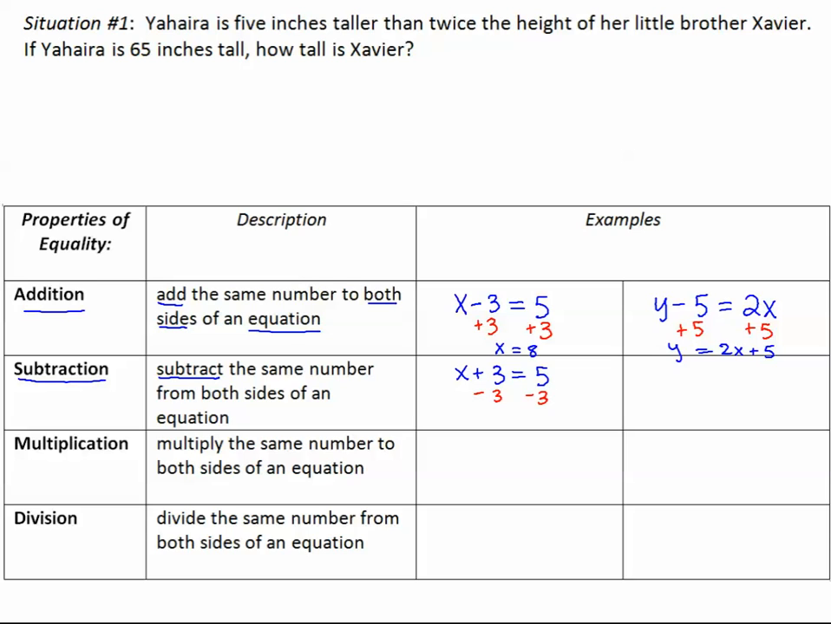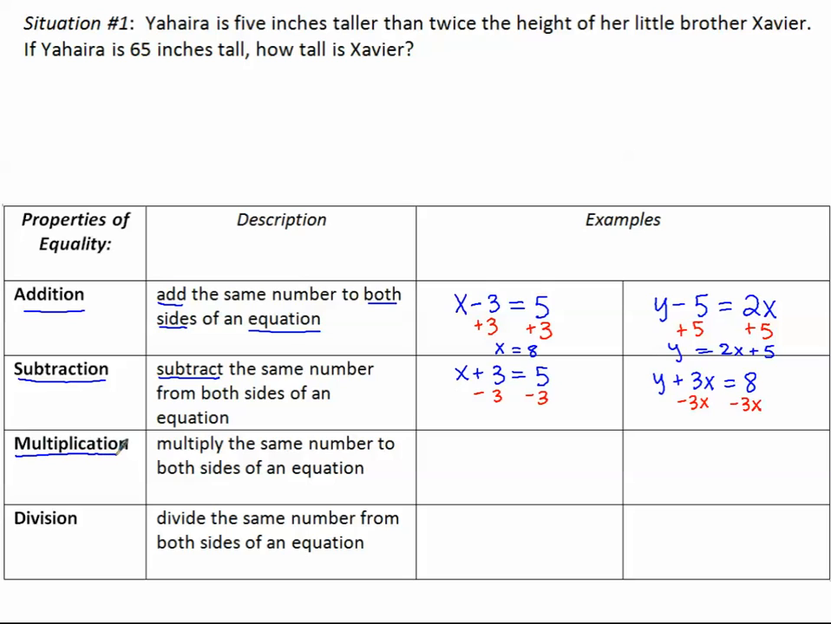Now, it doesn't necessarily have to be a number. We could start with something like y plus 3x equals 8, and I want the y to be by itself, so I would subtract the 3x from both sides of the equation. Again, the point is I'm subtracting the same thing from both sides of the equation.